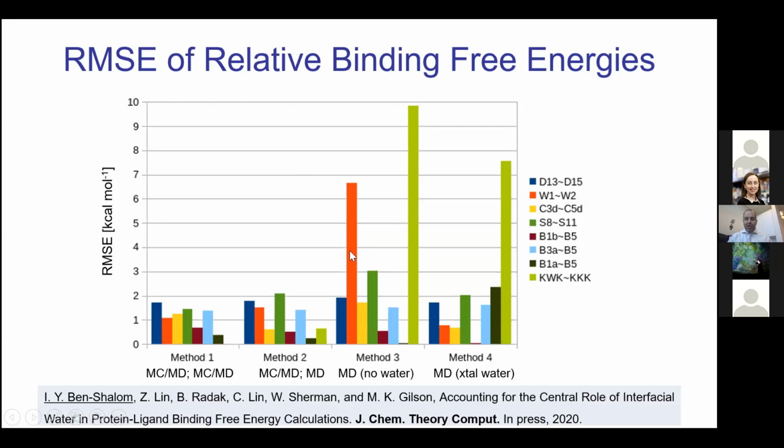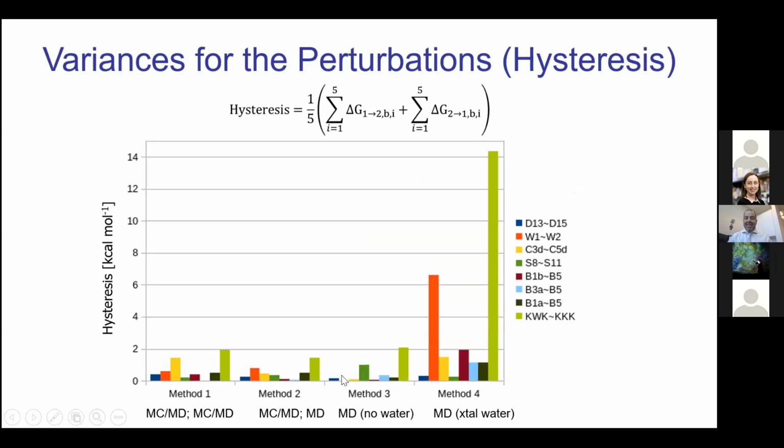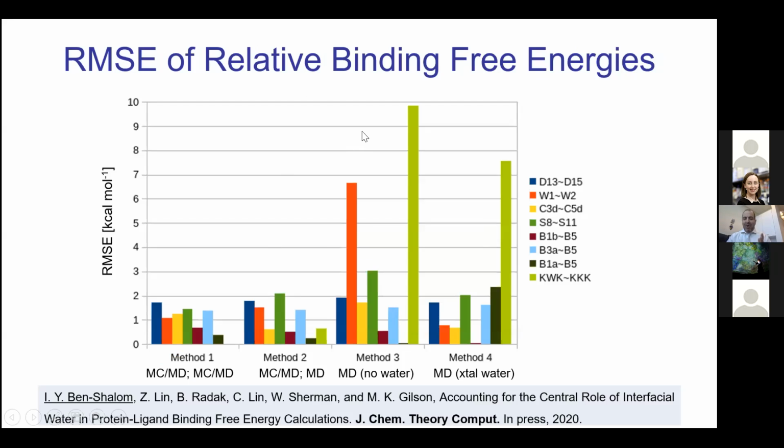First of all, if we look specifically at W1 to W2 in method 3, so the hysteresis, I'm going one slide back. If we're looking at the hysteresis, it was 0.0, but almost 7 kcal difference from the experimental value. So the back and forward were very similar, but completely wrong in both directions. So just looking at the hysteresis is not enough. Another thing that is very interesting is that many of the simulations, even if we don't consider the water molecule at all, work quite well.